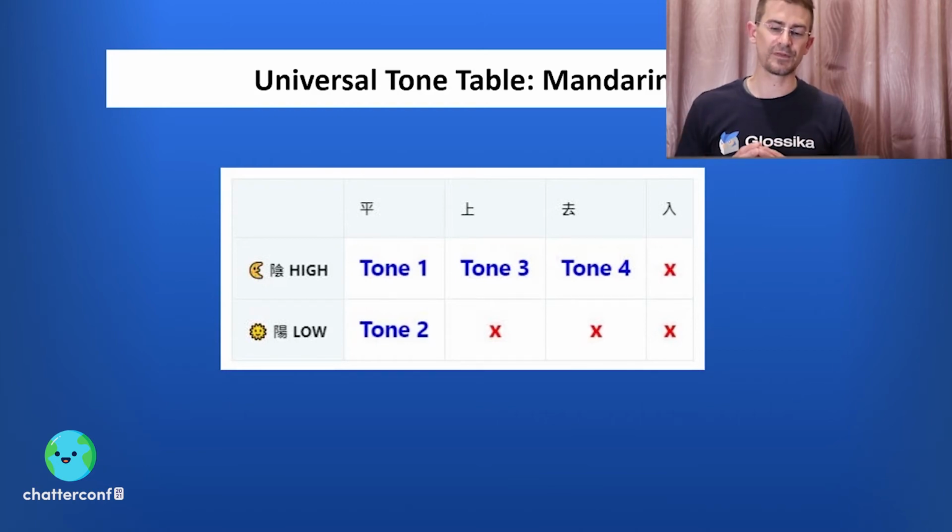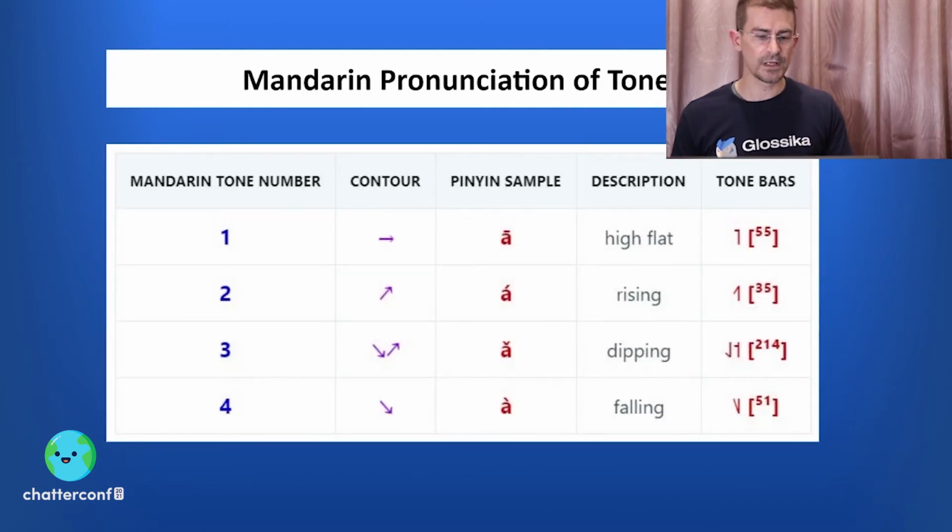Now, the other important thing to notice here is that tone 1 and tone 2 are the only 2 tones that are in the same category. So when we're looking at the Mandarin tone numbers, we're going to have to learn what their contours are. So the first tone is a high flat tone. The second tone is a rising tone. The third tone is a dipping tone.